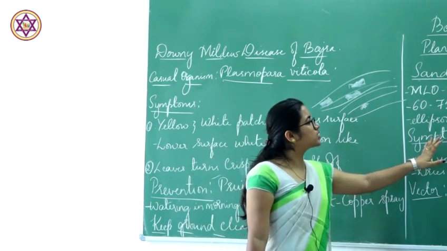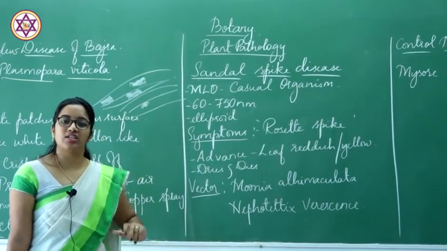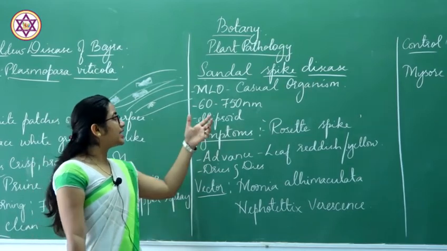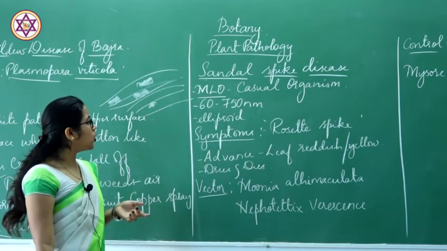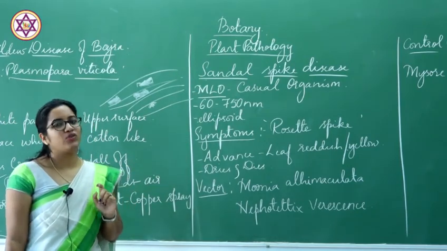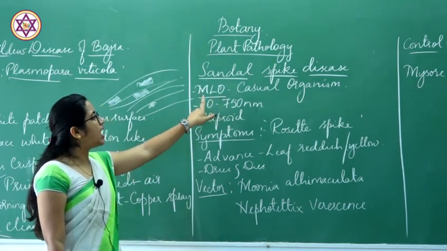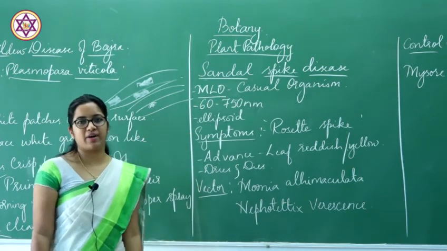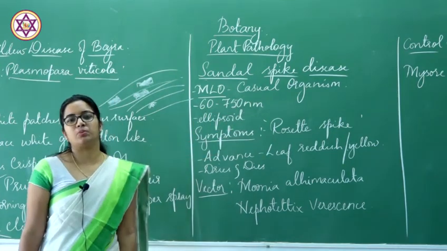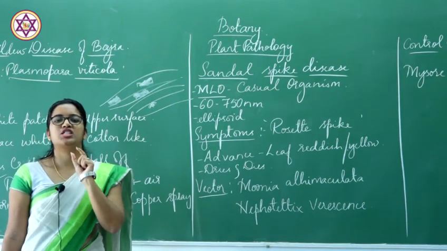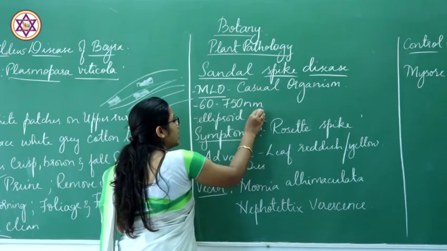Now, moving on to the next disease, the sandal spike disease, which is prevalent in India. It is caused by MLO, that is, mycoplasma like organism. We are not definite what it is. These mycoplasma like organisms are the cause of sandal spike disease. They measure only 60 to 750 nanometers, very small in nature, and are ellipsoid in structure.